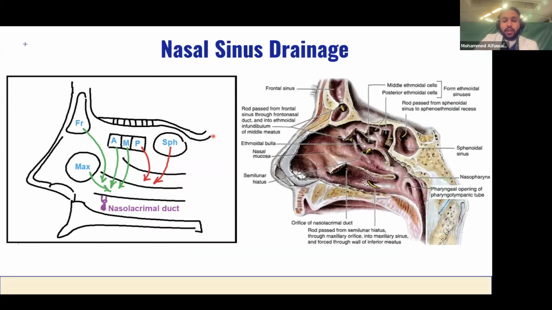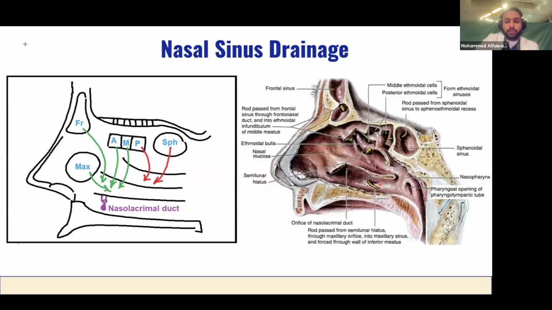So let's see. Now you have the nasal cavity itself and the nasal sinus drainages. You need to know this in detail. So this forms the lateral part of the nasal cavity, and you have these turbinates or conchae, and then you'll have the meatus, which is under the turbinate or the concha. So you'll have the inferior concha, and under it is the inferior meatus, the middle turbinate, and under it the middle meatus, and the superior, and then the superior meatus.